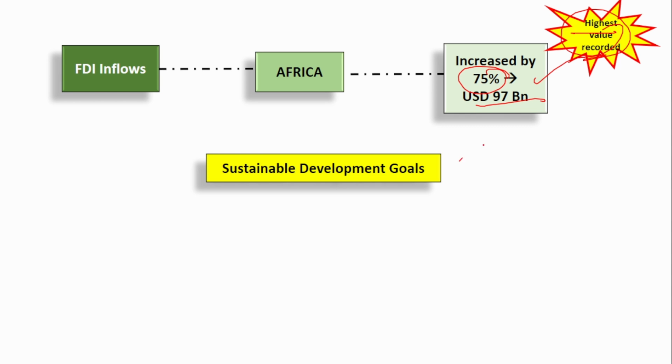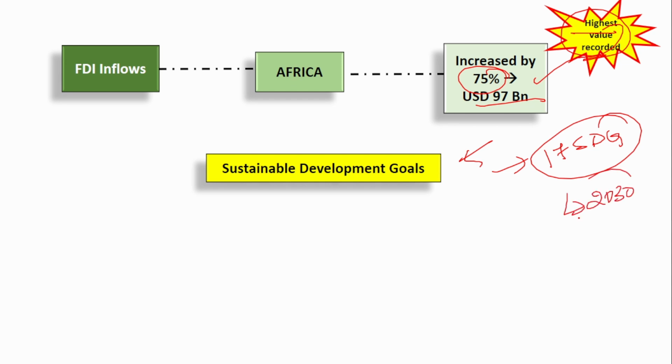Next, sustainable development goals. Okay, there are certain sectors that have to be invested in for the accomplishment of the sustainable development goals. I'm sure you would be aware that there are totally 17 sustainable development goals, and these 17 sustainable development goals have to be achieved by 2030. Okay, this is as per the UN. UN is the one that has established the 17 sustainable development goals.